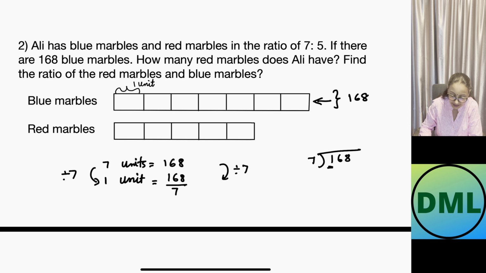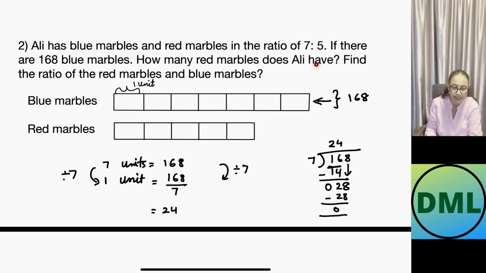This is 1 which is less than 7. I can't divide it, so I have to take 2 digits together. This is 16. 7 times 2 is 14, which is less than 16. Let's write down here 2 and here 14. If you subtract it, 6 minus 4 is 2. 1 minus 1 is 0. This 8 will come down. Now it is 28. 7 times 4 is 28. Let's write down here 4 and this is 28. If you subtract it, your answer will be equal to 0. My answer for 1 unit is 24.